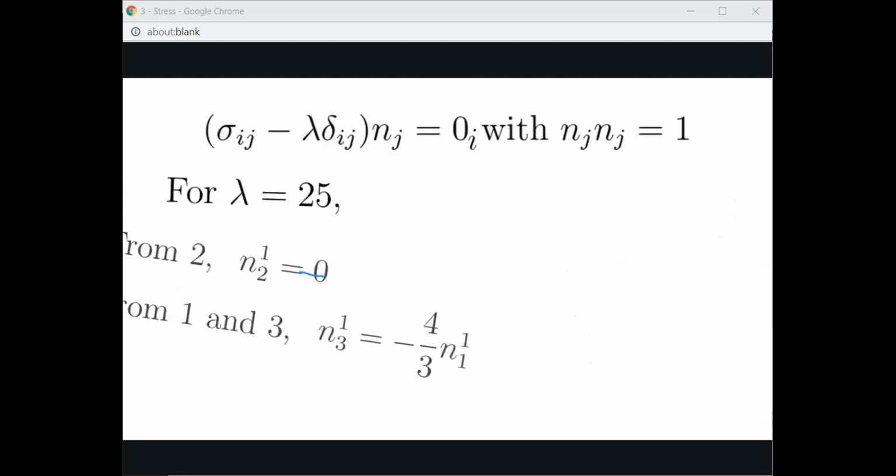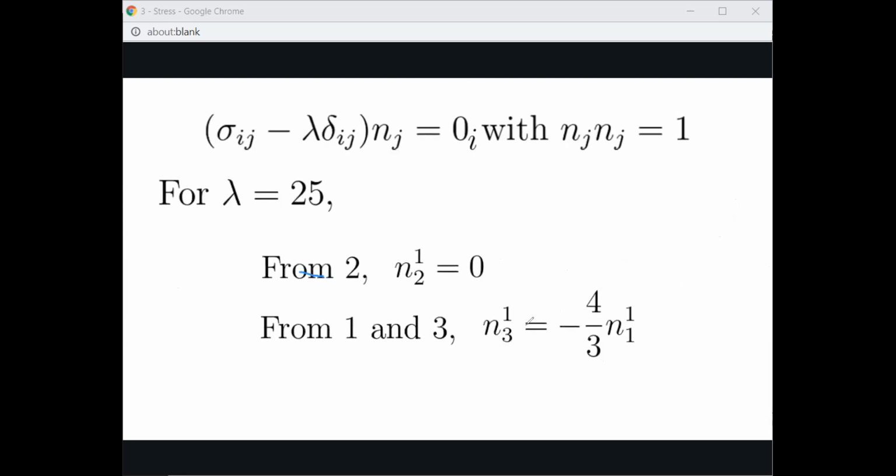Tapos, ayan. From equation 2 from the previous slide, n12 is 0. So again, yung superscript, it's not an exponent. I'm just saying that this is the direction of the first principal stress. So the first principal stress is 25.